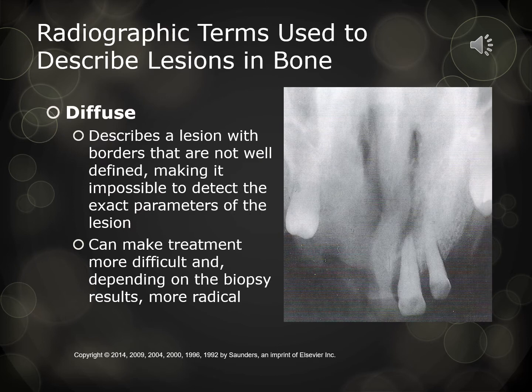Another radiographic term is diffuse. This describes a lesion with borders that are not well defined, making it impossible to detect the exact perimeters of the lesion. This can make the treatment more difficult and, depending on the biopsy results, more radical. Radical meaning that it is not just confined to maybe like 1 inch. It could proliferate, expand out to be 2 inches or more, or including the whole arch.